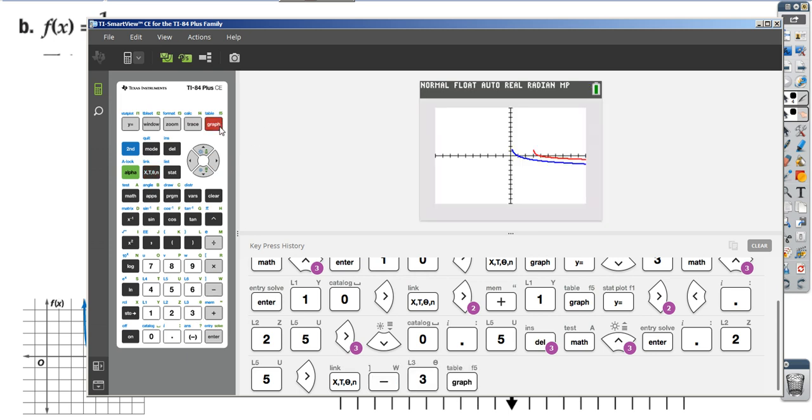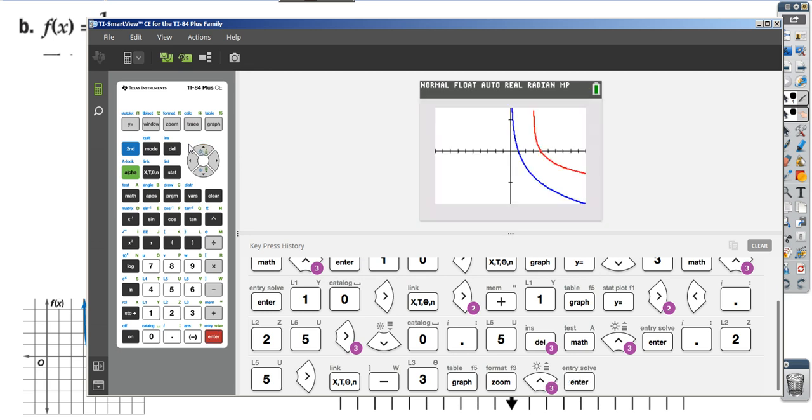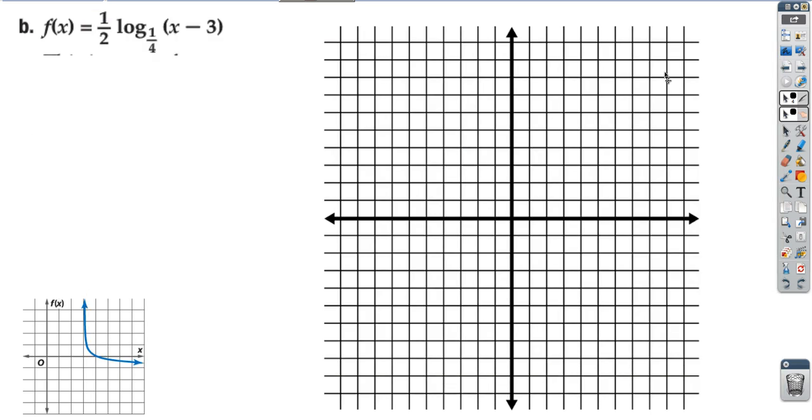And here's what our graph looks like. So you can see the red one has been shifted to the right 3, and it's been vertically compressed a little bit, which means horizontally it's been stretched out. If you want to get a slightly better picture, sometimes zoom fit gives you a better picture. That's about the same quality though, so it gives you a comparison of what those look like.